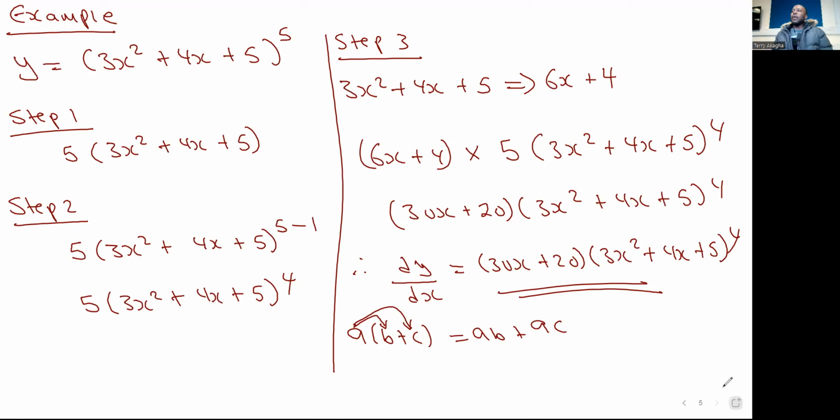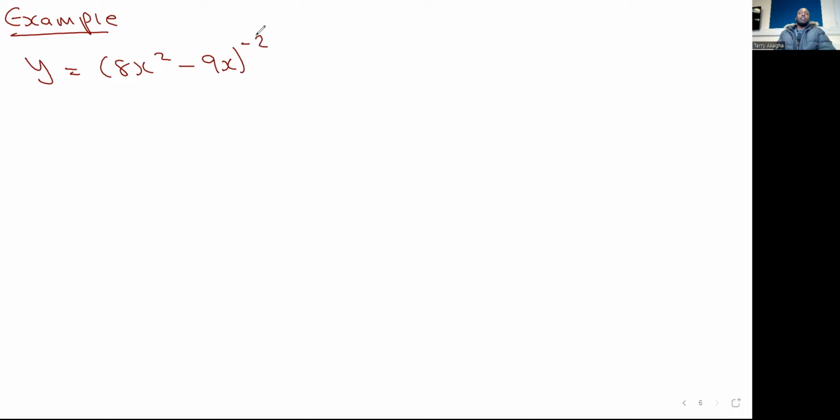All right, let's pick one more example. So let's say we have this. One more example. So we have y is equal to, let's say, 8x squared minus 9x, let's say minus 2. Let's use a negative now and see what we do. So the same thing, step 1, you bring down the minus sign. So it's going to give you minus 2 into bracket, 8x squared minus 9x, okay?